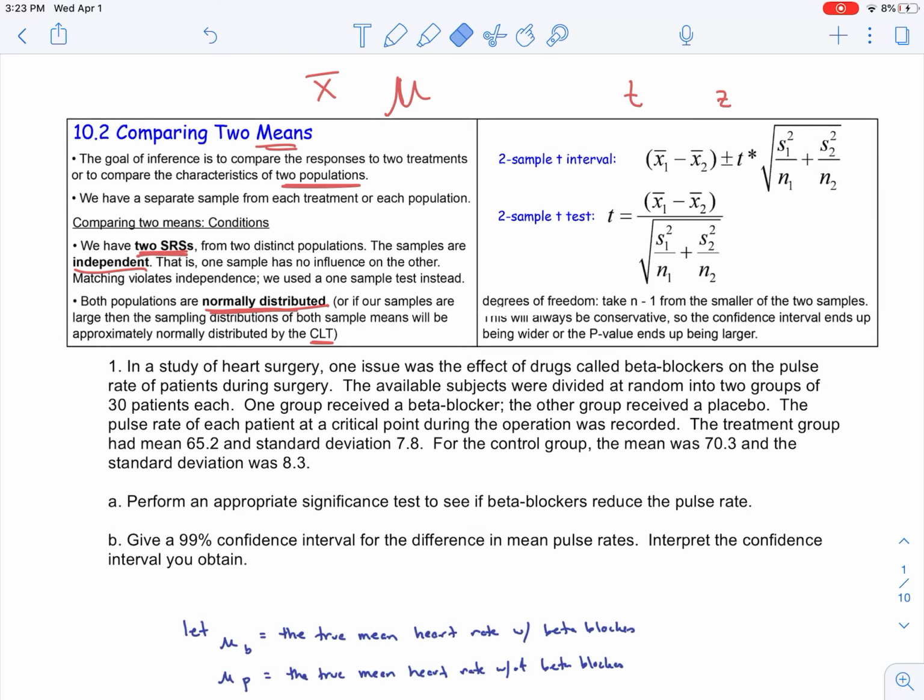Degrees of freedom, we still have that same concept. It is still n-1, and it's from the smaller of the two samples. This is a conservative approach. This is the smaller degrees of freedom. Your calculator will actually calculate a different degrees of freedom. You can use either one.